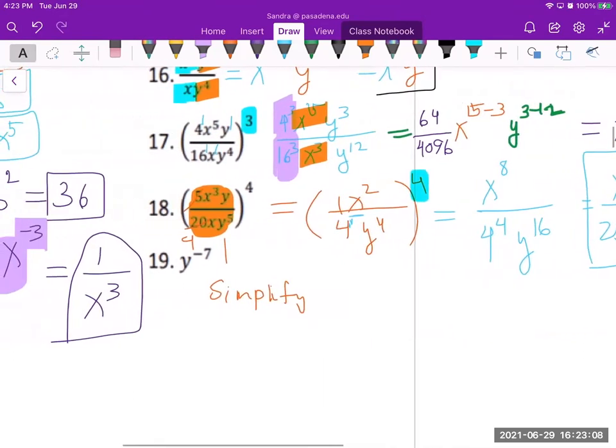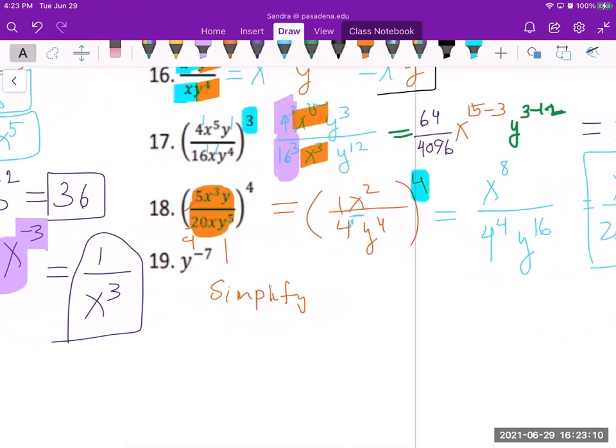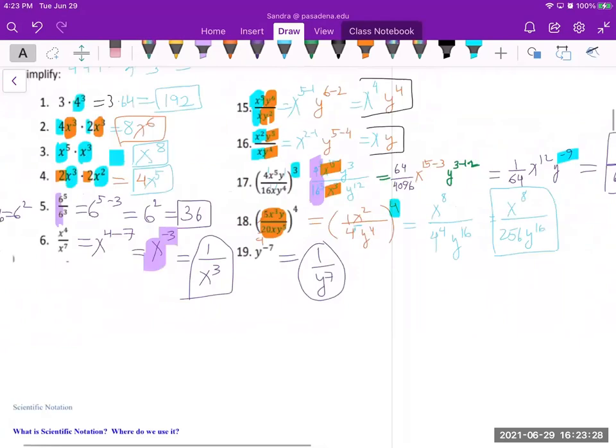Okay, let's go ahead and do 19. Okay, for 19. Well, I can see that that's a negative exponent, and so I'm going to move the negative exponent to the denominator. So the answer is 1 over y to the 7th power. And that is it in this particular case.